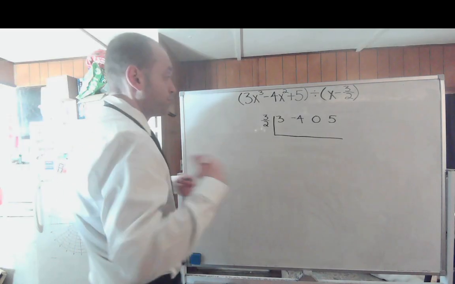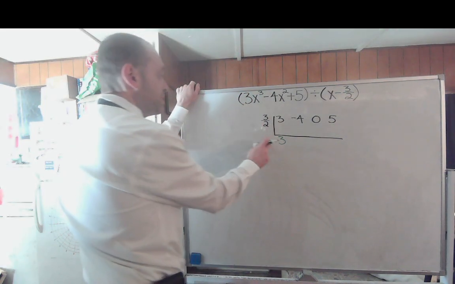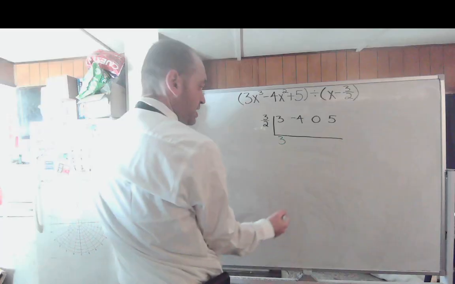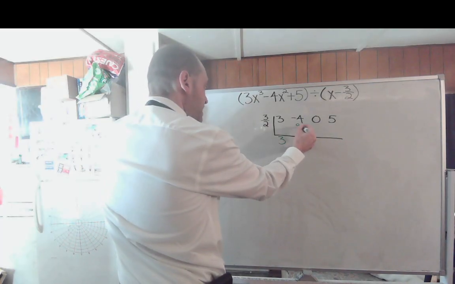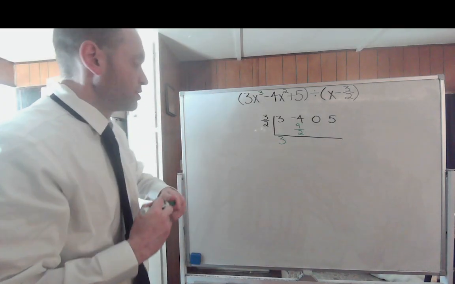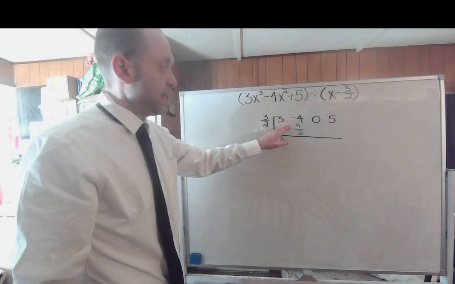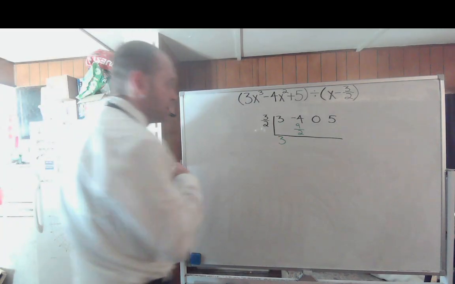So go ahead and bring down that 3 from above. Now take 3/2 times 3. What's that going to be? That's going to end up being 9/2. All right. Now what's -4 plus 9/2? Well, that's the same as -8/2 plus 9/2. That would end up being 1/2.